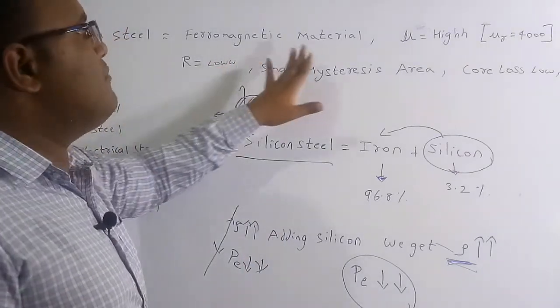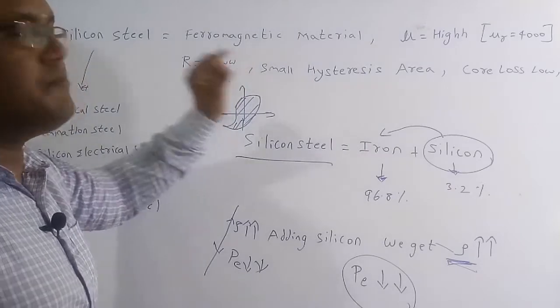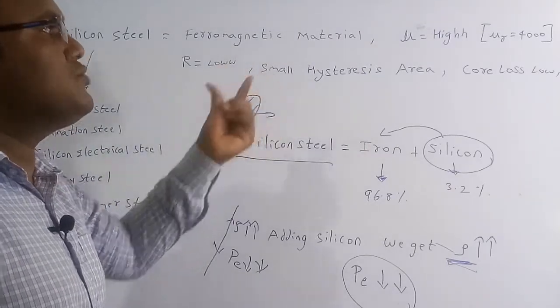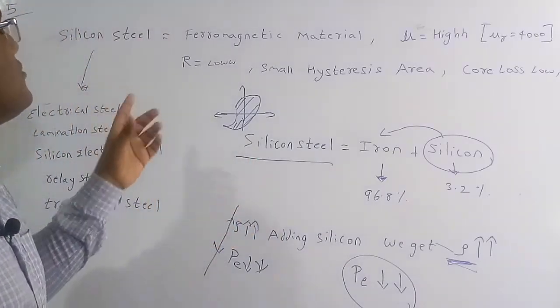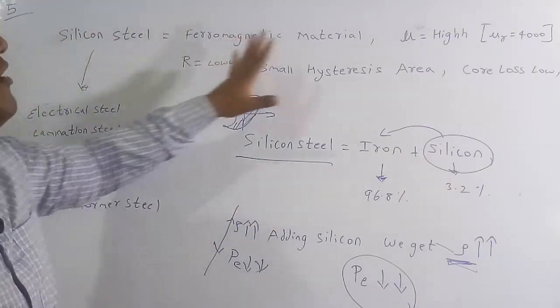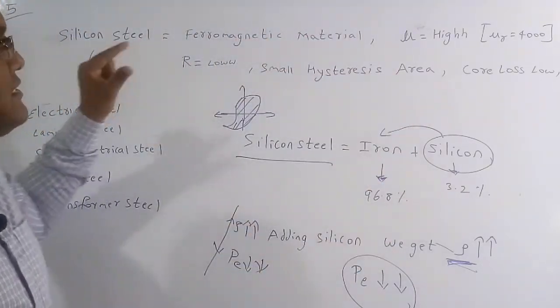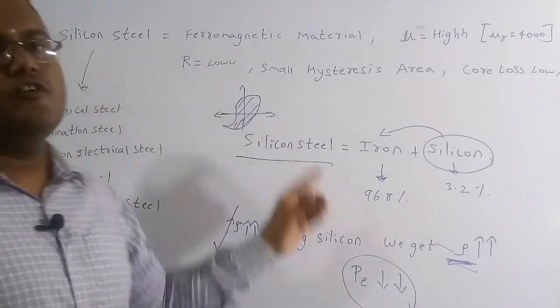And it is also a ferromagnetic material. So if you switch off the supply, this material still holds residual magnetism. So these are the important aspects of silicon steel. Because of all these advantages, silicon steel is used in the transformer core.